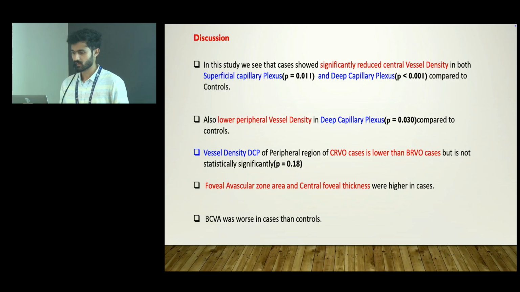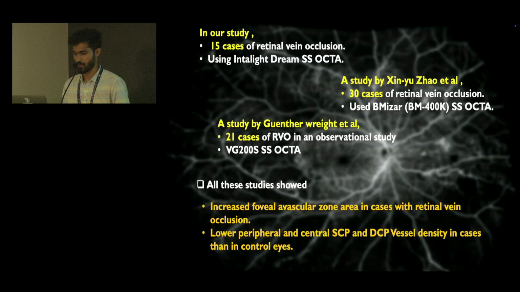So in this study, we see that the cases showed significantly reduced central vessel density in both superficial capillary plexus and deep capillary plexus, and also lower peripheral vessel density in deep capillary plexus compared to the controls. Vessel density of the deep capillary plexus of the peripheral region of the CRVO cases is lower than the BRVO cases, but is not statistically significant. And foveal avascular zone area and the central foveal thickness were higher in cases.